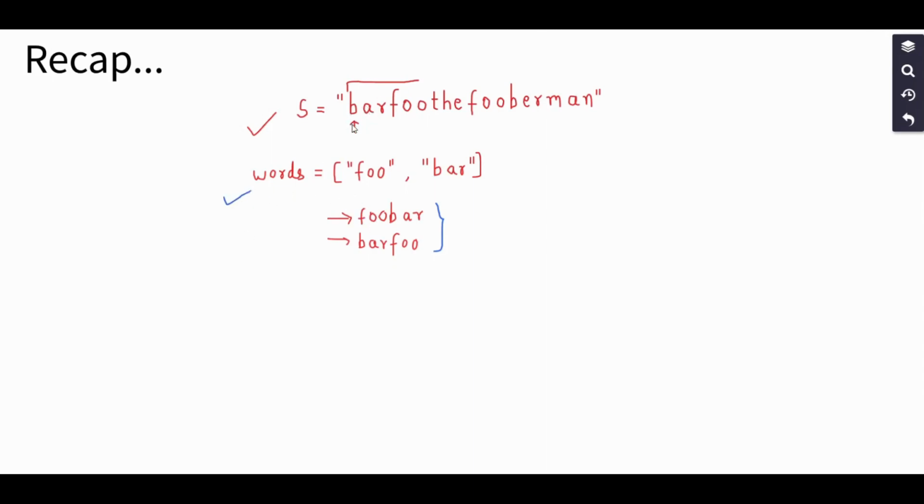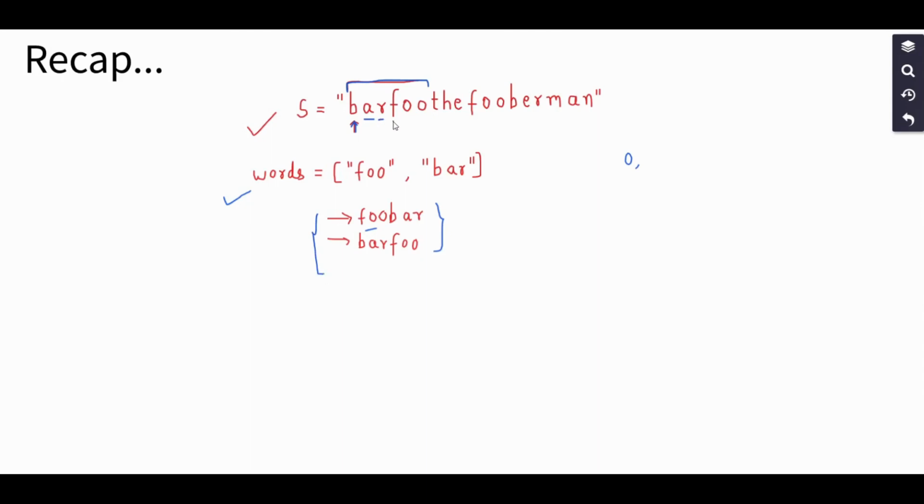Then we start from the first character, that is B, and we check if the substring of length 6 is present here or not, and the answer is yes, it is present here. So we push 0 in our answer array, because this is one of the indices where our valid substring or concatenated substring starts. Then we check for the next index, that is A, where we do not find any of these substrings. Then we go to next index and so on.